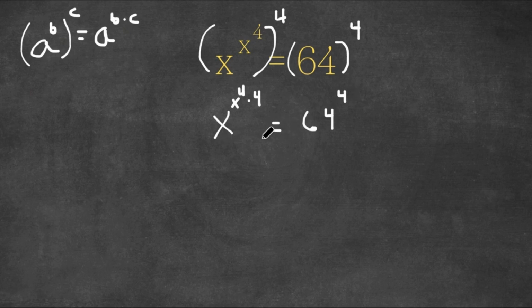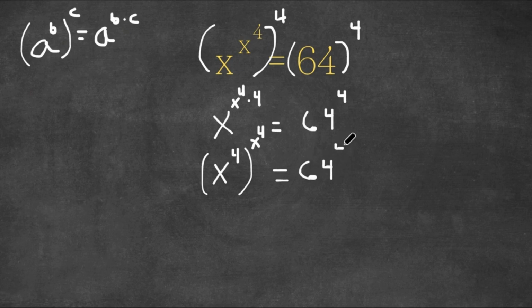Now, I'm going to switch this so that it's in the form x to the power of 4 to the power of x to the power of 4. As you can see, all I did was switch the order. Before it was x to the power of x to the power of 4 to the power of 4, and I simply switched the order of 4 and x to the power of 4, and that is completely legal. And this is still equal to 64 to the power of 4.